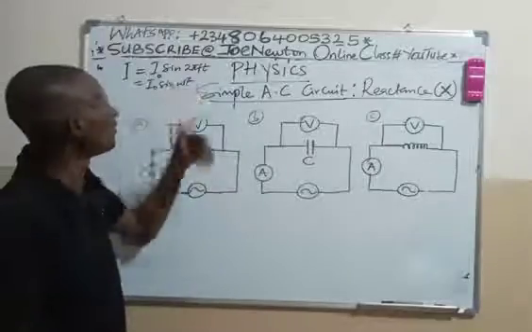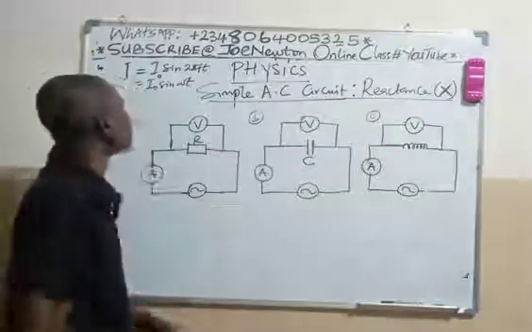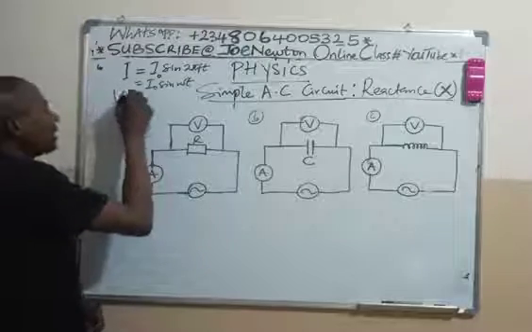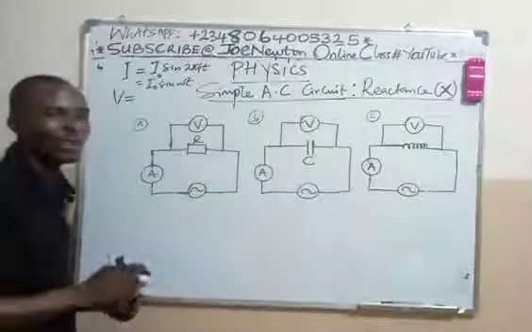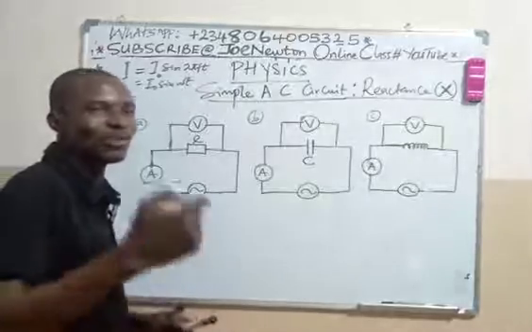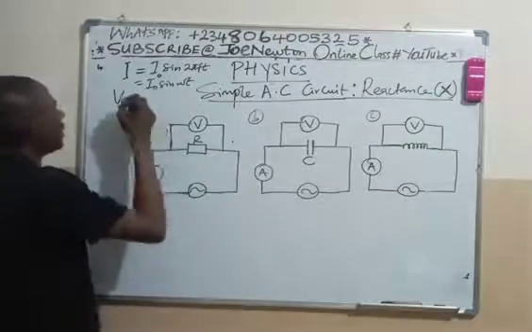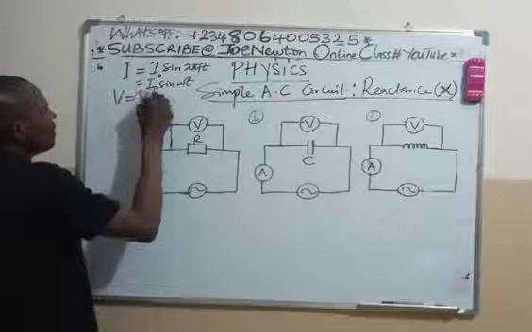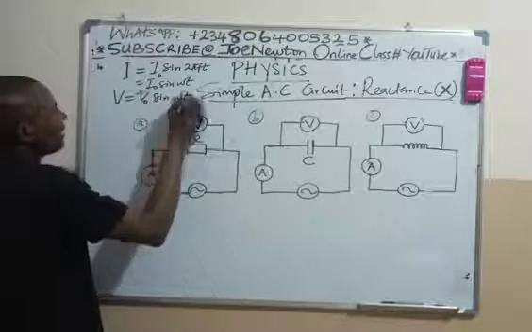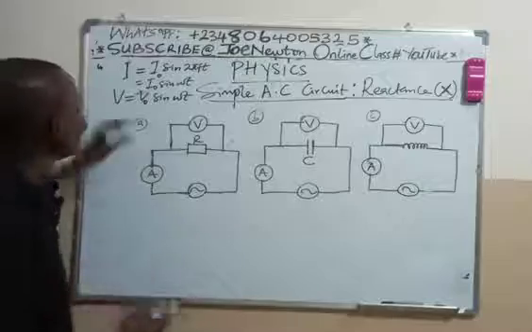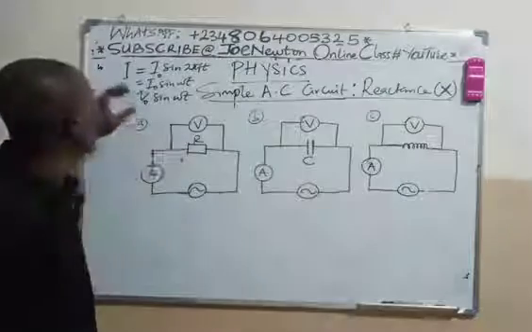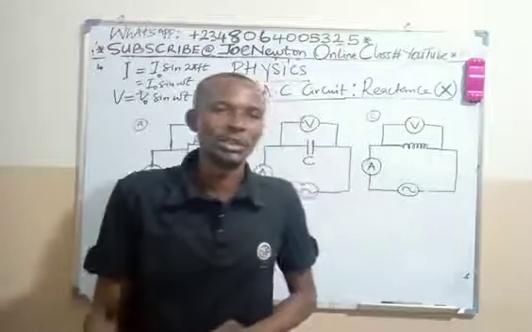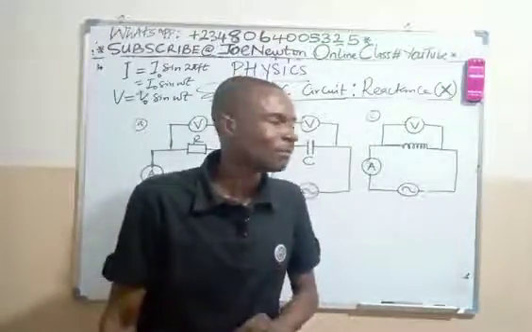Then f is the frequency. Okay, similarly, we have in the case of V, the voltage. Of course, it is the voltage that produces the current. The voltage, we have V = V naught sine omega t, where V is the instantaneous voltage, and V naught is the maximum or peak value of the voltage in that AC circuit.